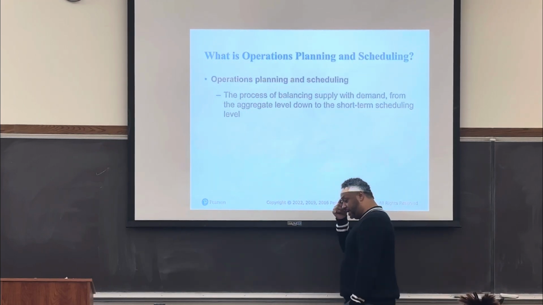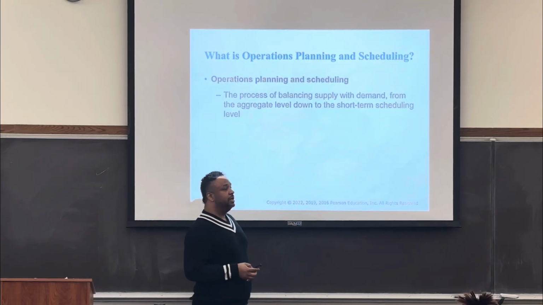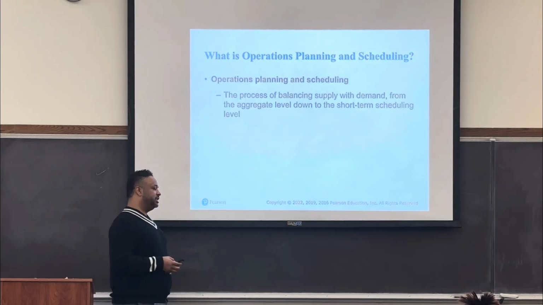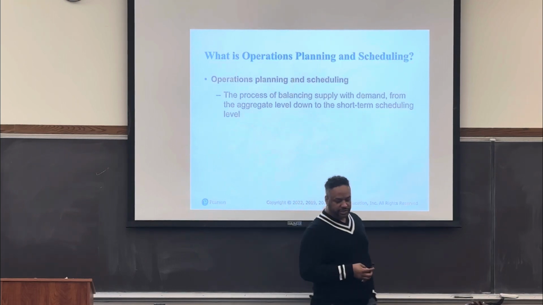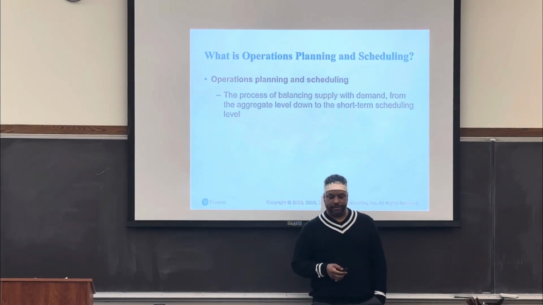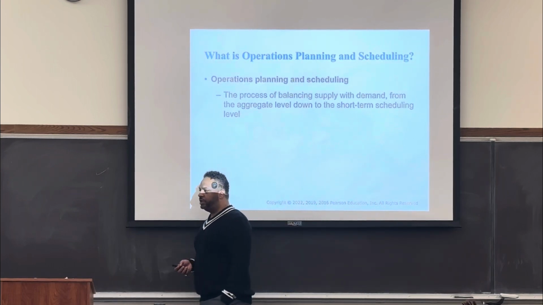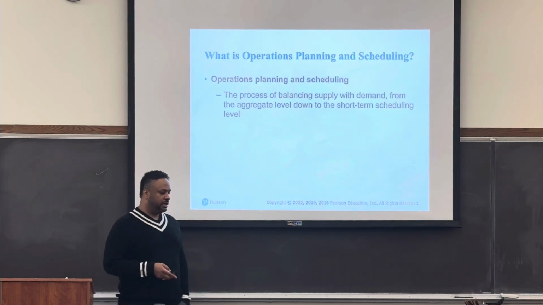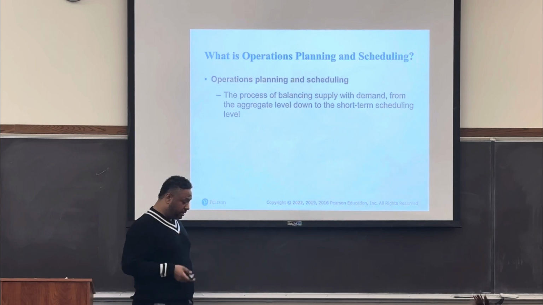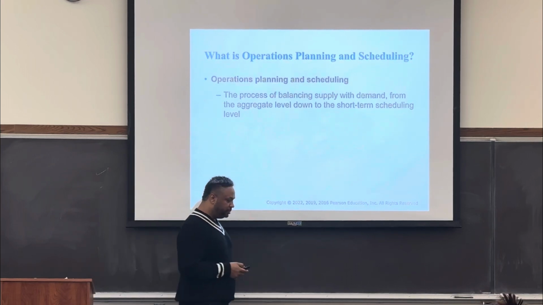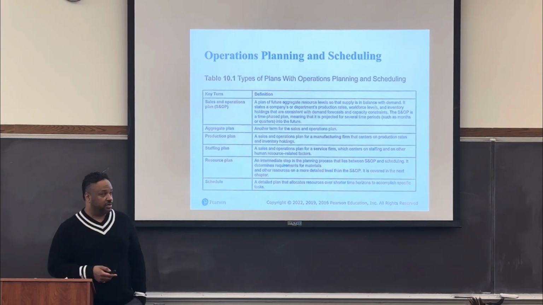So what is ops planning and scheduling? Well, by definition, we're saying process of balancing supply with demand. We are meeting the expectations of demand and supplying the right amount of things or people to facilitate those things to meet the demand. All right, we're gonna look at the aggregate level, which is the total level of operations needed to meet the demand, down to the short-term scheduling level, right? Things in which we have to look at on day-to-day, how we go about scheduling people to make the operations work, and also scheduling the products as well too.